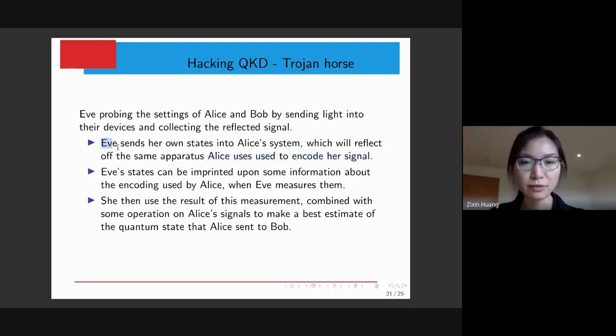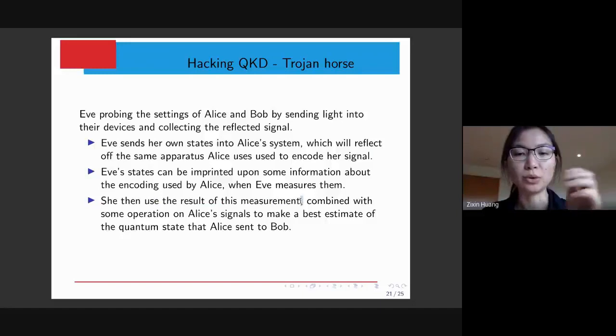So here, Eve's states can be imprinted with some information about the basis preparation used by Alice. When Eve measures these states that she sends into Alice's system, she can retrieve information on the basis of preparation. Now, in combination with this measurement, which refers to Eve's states, and with operations on Alice's signal states, she can make a best guess on the quantum state that Alice sent to Bob.